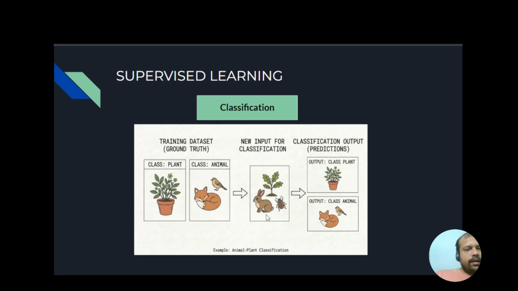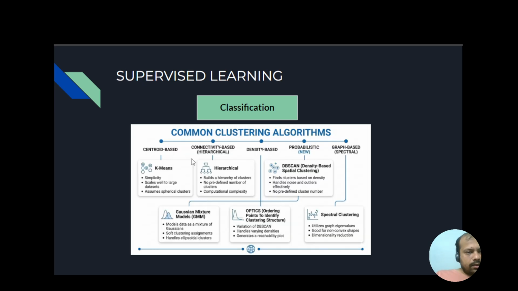Now we provide a new input in which there are two animals and one plant. So it will be able to predict, if you have trained it well, if that mathematical equation is very much correct, it will be able to classify this: okay, this is a plant, this is an animal, this is an animal. So different classification algorithms we have, and all these are your mathematical equations only.